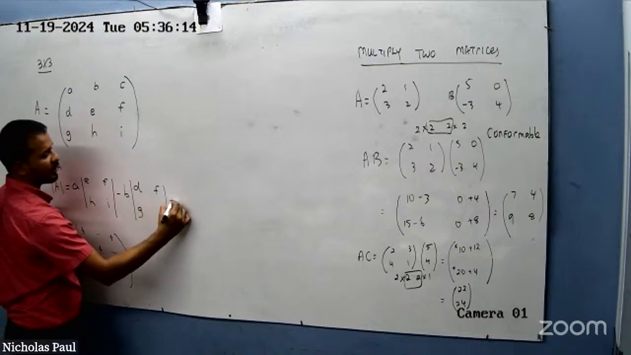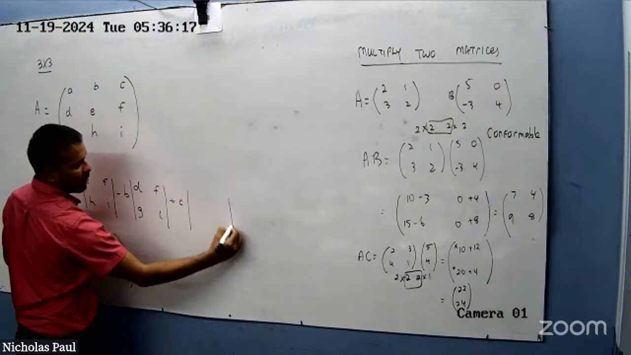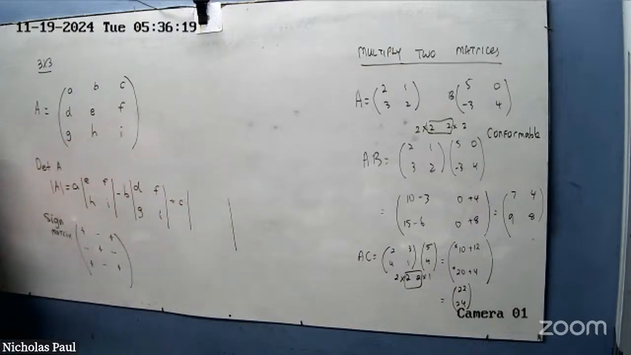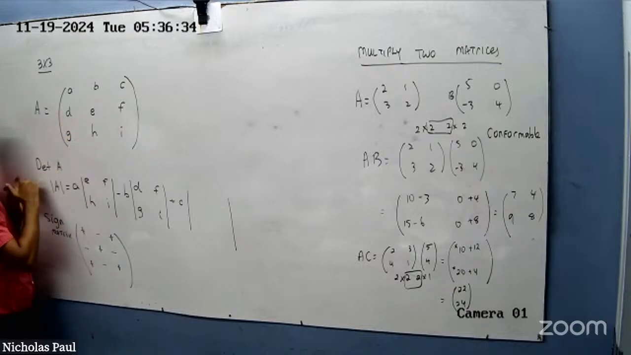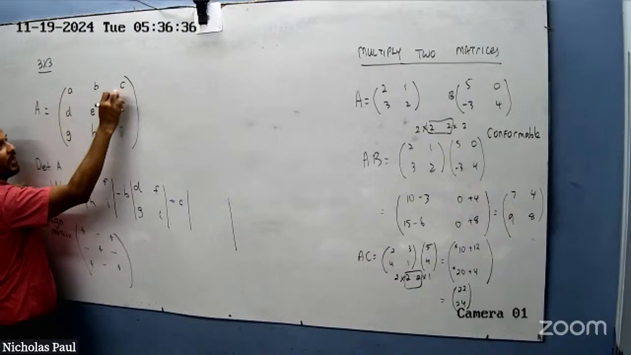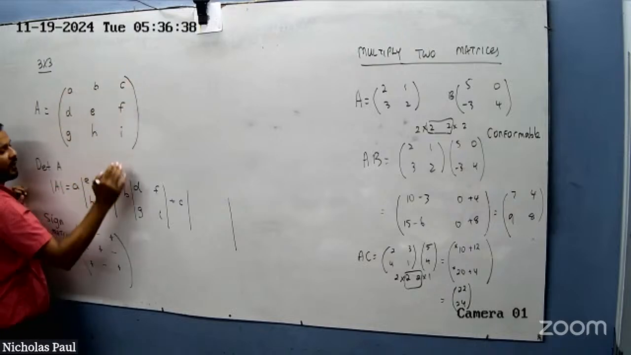Plus C by what are the values we find in the determinant with respect to C? D, E, G, H. So you cancel off here and here. Cancel off here and here.